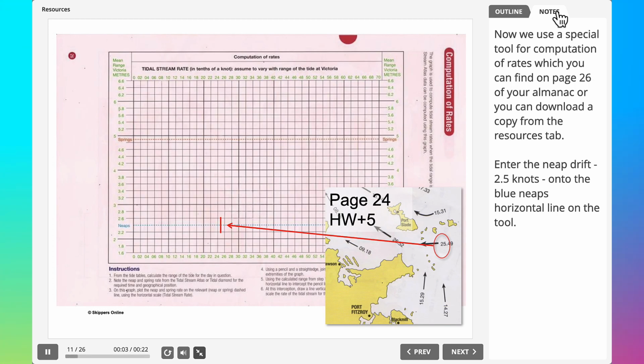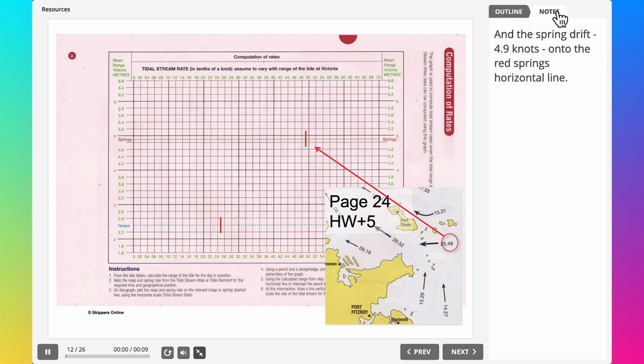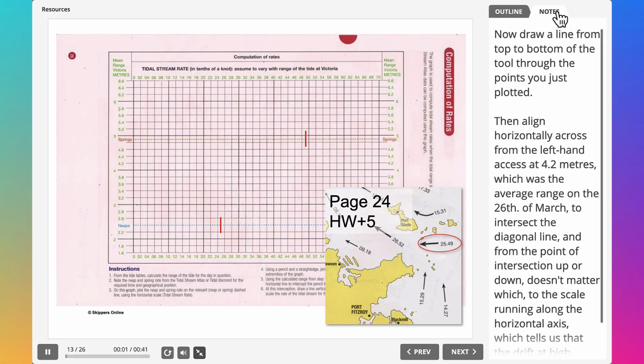Now we use a special tool for computation of rates, which you can find on page 26 of your almanac, or you can download a copy from the Resources tab. Enter the neap drift, 2.5 knots, onto the blue neaps horizontal line on the tool, and the spring drift, 4.9 knots, onto the red springs horizontal line.